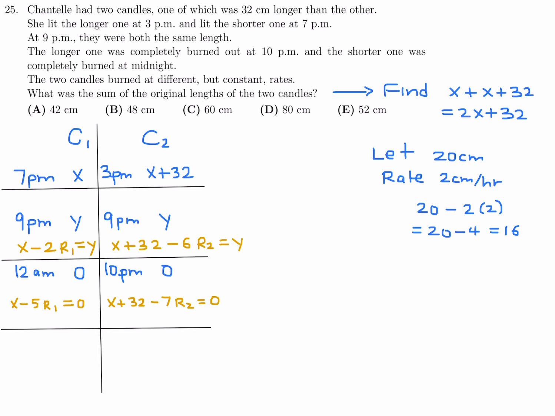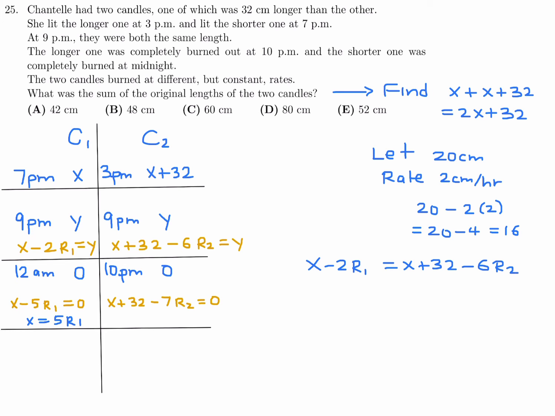All right, so here we go. Let's solve this now. In any order is perfectly fine. I immediately see this as being very helpful, that x is going to be equal to 5R1. And that's going to help me out, I hope. And this is what I'm going to do. Since these are both equal to y, I set them equal to each other. So we get x minus 2R1 is equal to x plus 32 minus 6R2.